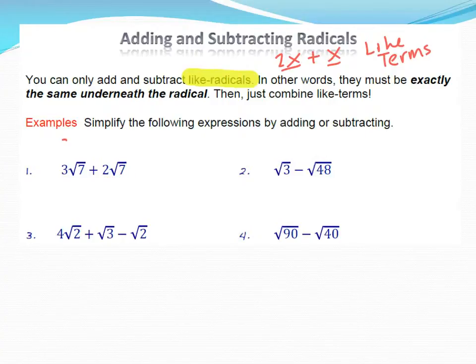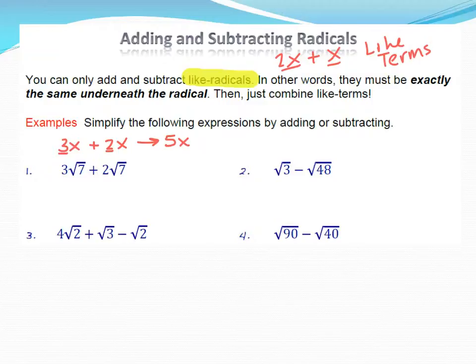Imagine this were 3x plus 2x. How would we simplify that? Well, all we would do is we'd take the coefficients, the numbers in front, and we'd add those together, and that would give me 5x.